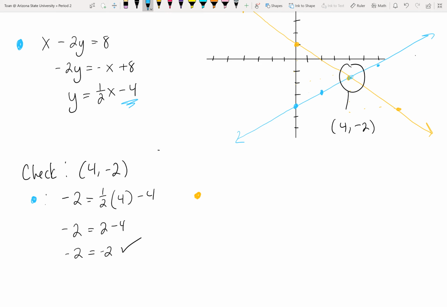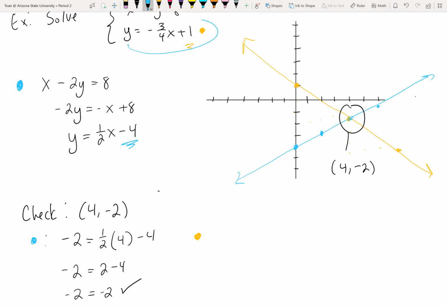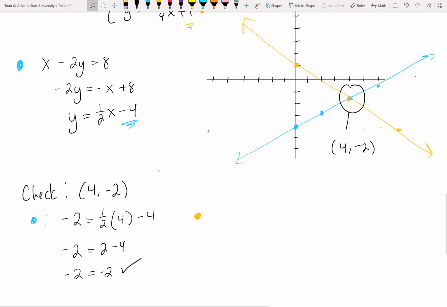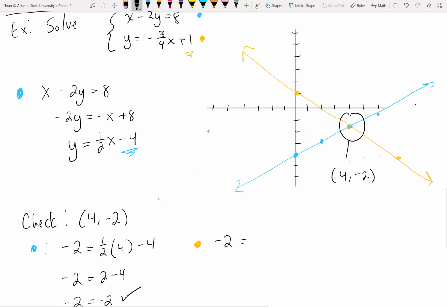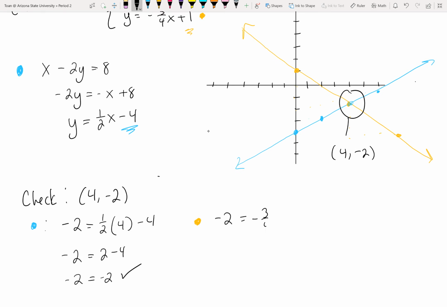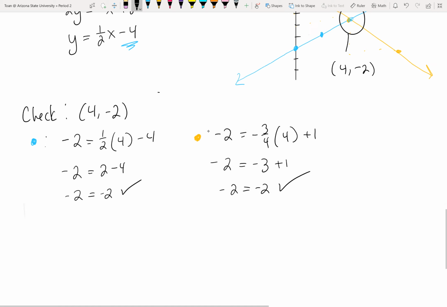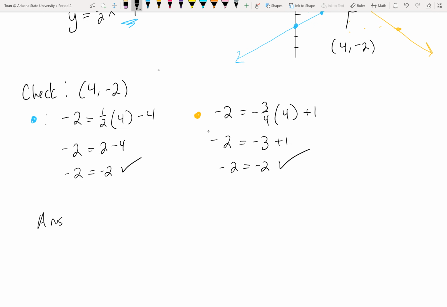So all you're going to do is plug the 4, negative 2 into the orange equation here. So that's y, which is negative 2, equals negative 3/4, the x is a 4, plus 1. Negative 2 equals negative 3 plus 1. Negative 2 equals negative 2. So indeed, it is a solution for both. So I know that my answer is 4 comma negative 2.